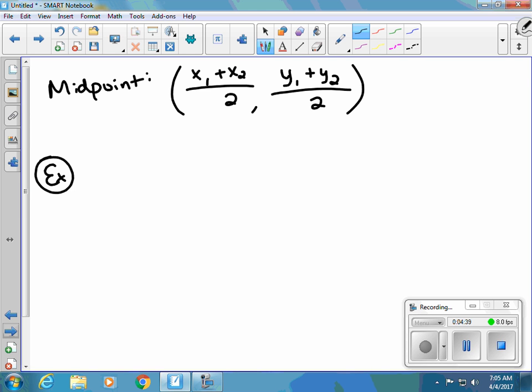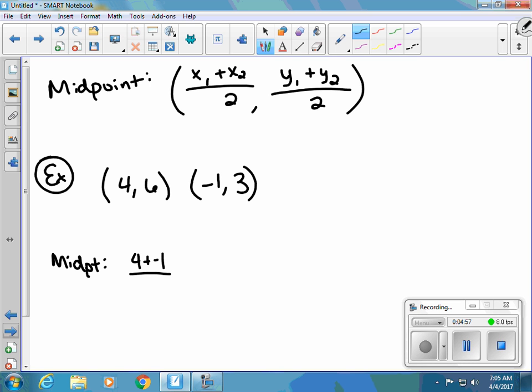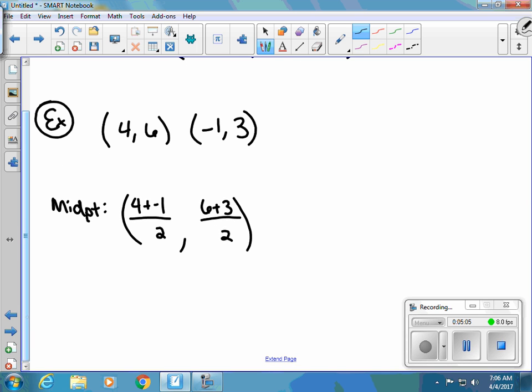So, for instance, if I wanted to find the midpoint between the points, we'll go with the same ones, 4, 6 and -1, 3. So, for the midpoint, I've got 4 plus -1 divided by 2, and then 6 plus 3 divided by 2, which would then leave me with 3 over 2, comma, 9 over 2.